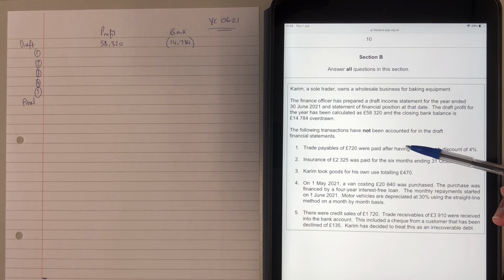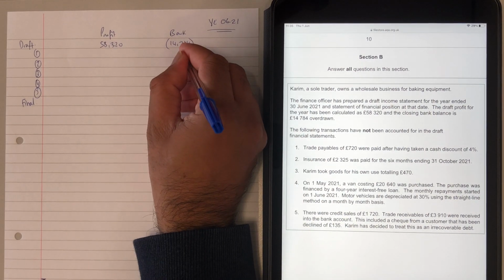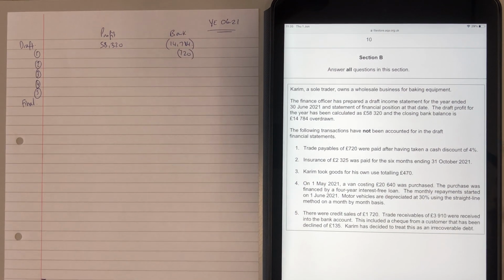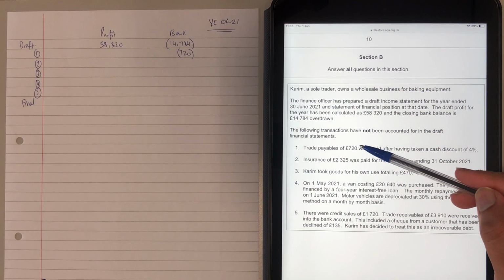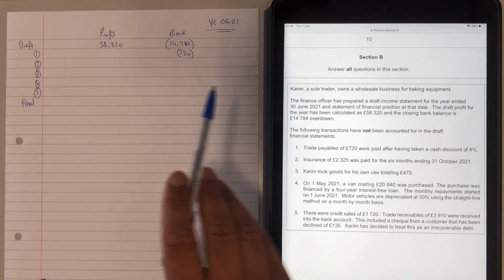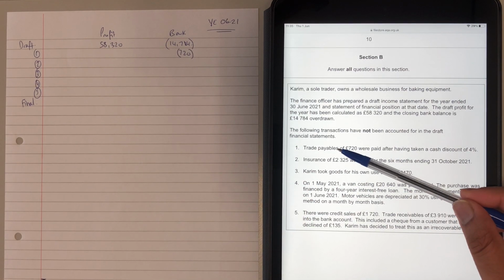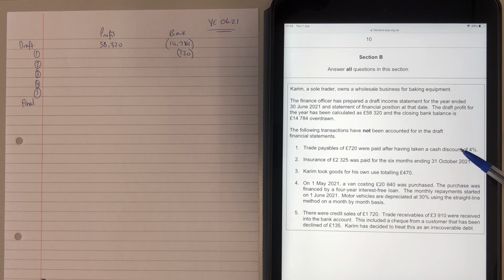So number 1, trade payables were paid after taking a discount of 4%. What does it mean? We paid trade payables 720, and that money is going to go out of the bank, easy. But when we paid them, or should I say before we paid them, we took 4% discount off. Okay, now that affects the bank. Question is, what affects profit? Now you should know if you pay trade payables and you benefit from a discount, this is discount received, and discount received comes in the income statement as a form of other income. So this is equivalent to 96%.